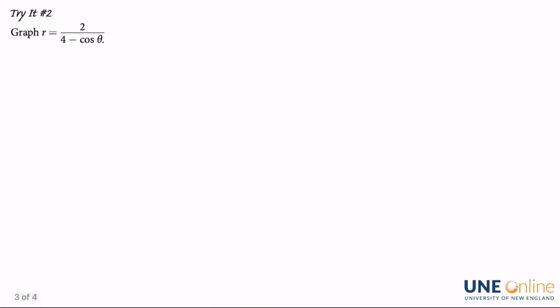Now let's try graphing one of these polar equations. So we have the graph of r equals 2 over 4 minus cosine theta. Let's head over to our Desmos graphing calculator to see what this would look like.